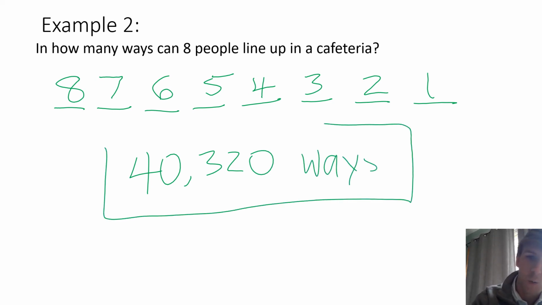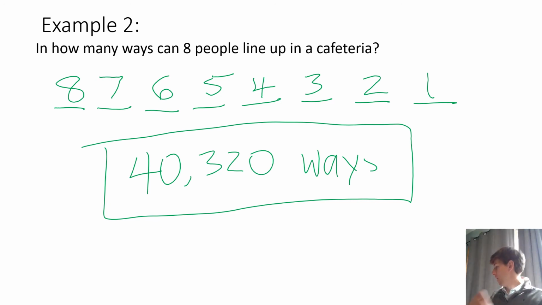Which seems like quite a bit for just the number of ways that 8 people can line up. So don't be alarmed when you start getting some seriously big numbers here. A lot of times the results from these combinations type problems are very large, so don't let that be surprising to you.